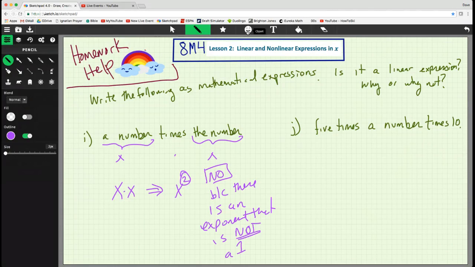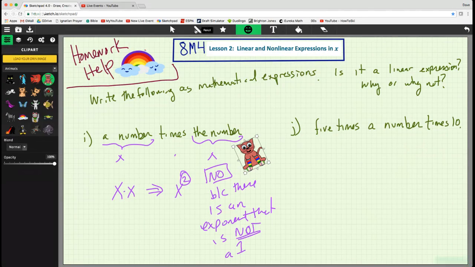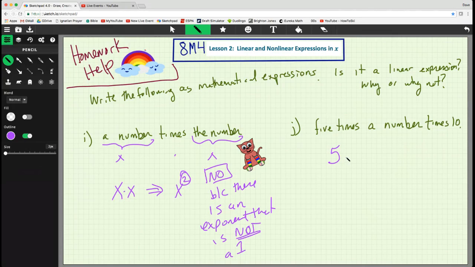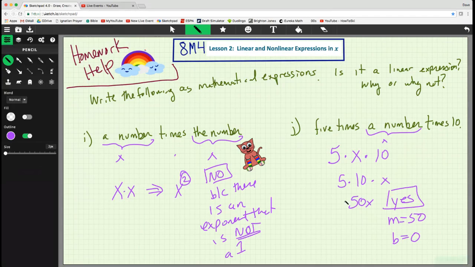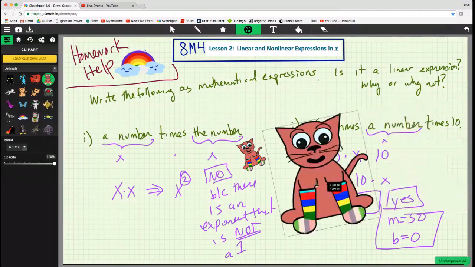Let's happy cat this guy for those of you who got that one. 5 times the number times 10. So 5 times a number x, times 10. Well, we can use our commutative property of multiplication and say that's 3 things multiplied. I can reorder them. 5 times 10 times x is 50x. And so yes, M is 50 and B equals 0. And our last happy cat.